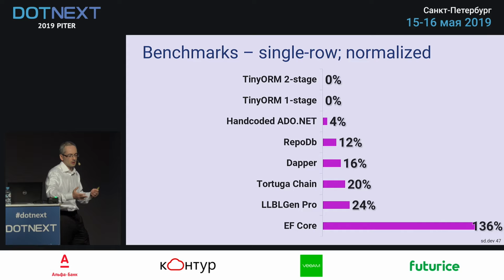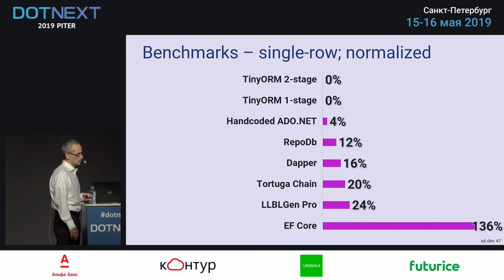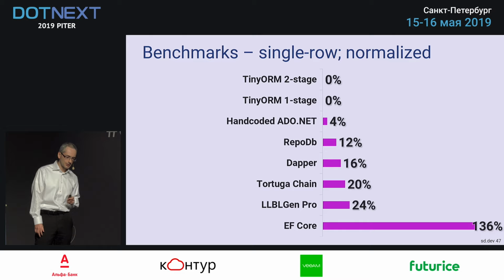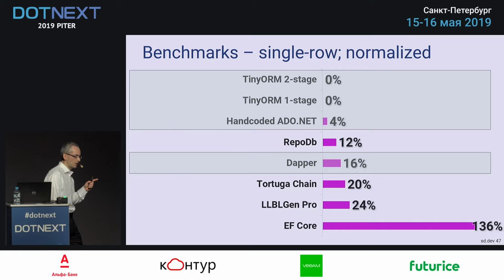So Dapper, again, does not surprise. It's somewhere there in the middle with 16% overhead. Entity Framework Core is its usual self. And the interesting thing, though, is the leaders of the benchmark. So if you look at the winners, you no longer see ADO.NET as the winner. TinyORM is actually the winner in this particular benchmark. And compared to TinyORM, hand-coded ADO.NET has a 4% overhead.